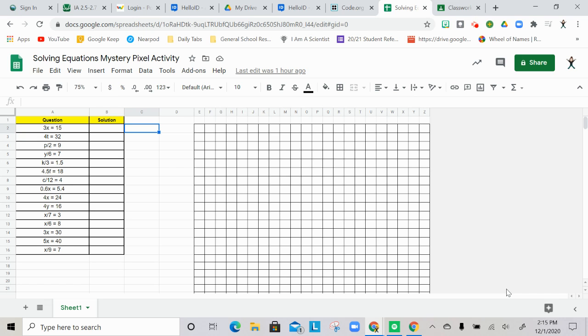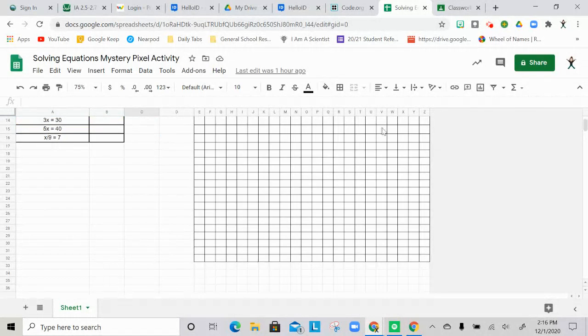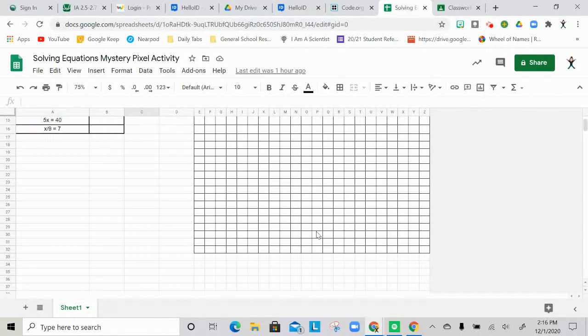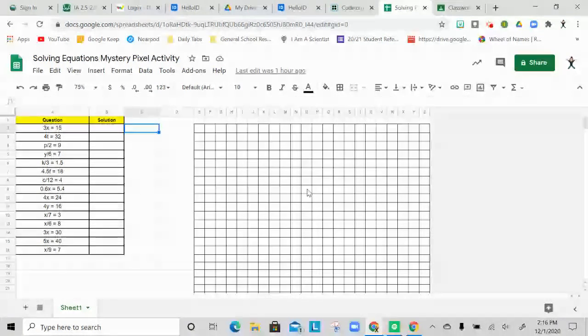Okay, if you're watching this video, it means you're getting ready to start your solving equations mystery pixel activity. We've done something similar to this activity before where you put in an answer, and then if you get your answer correct, you'll have some mystery pixels, some colors show up here on the gridded diagram on the right. And if you do all of these problems correctly, by the end, this entire grid will be filled in with color, and it'll complete a picture that should make sense.